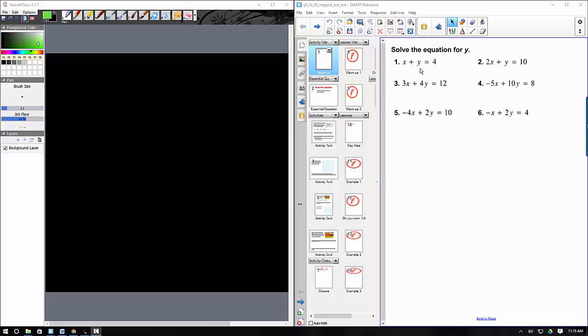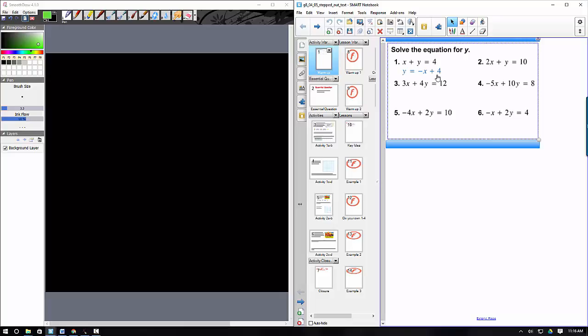y by itself. So if I look at the first one, I just have to simply go through and subtract x from both sides. And I do that and I get y equals negative x plus 4. The second one is just I would subtract 2x from both sides, and I'll have y equals negative 2x plus 10.